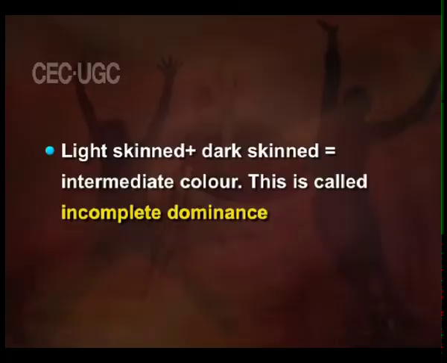When there is a combination of heterozygous alleles, the result may vary. First possibility is that the combination of two dissimilar alleles will produce an outcome intermediate between the traits for which each single allele codes, that is, light-skinned plus dark-skinned gives rise to intermediate color. This is called incomplete dominance.